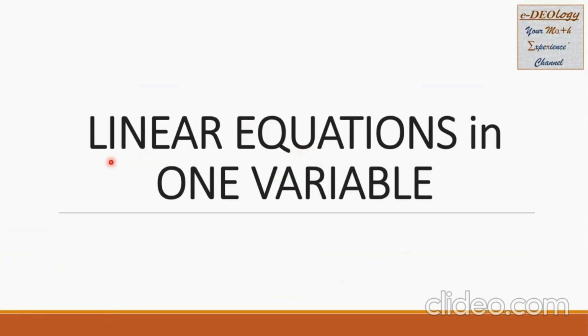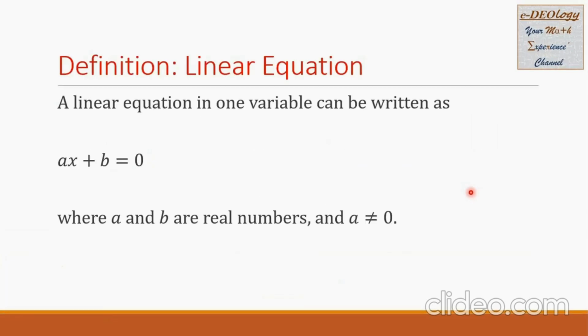Today we're going to study linear equations in one variable. Let us define linear equation. A linear equation in one variable can be written as ax plus b equals 0, where a and b are real numbers and a is not equal to 0. Example is 2x plus 4 equals 0. The coefficient of x is the a and the 4 here is the b.